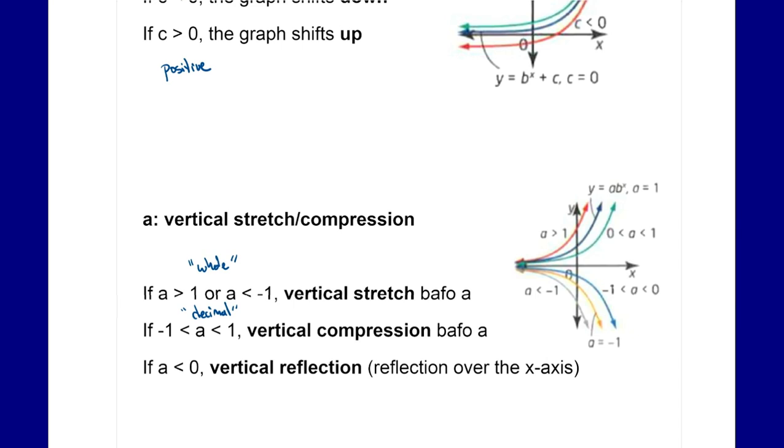And if a is less than 0, or negative, then we have a vertical reflection, which means a reflection over the x-axis. Because if it's reflecting over the x-axis, that is referring to a vertical reflection. Again, these are the same as the other transformations that we looked at in the previous unit.